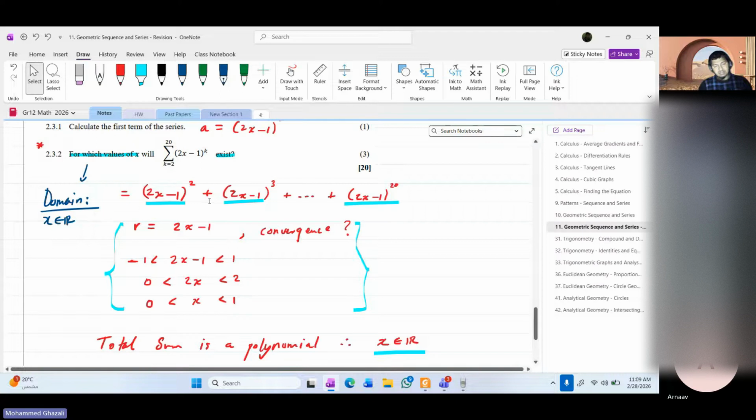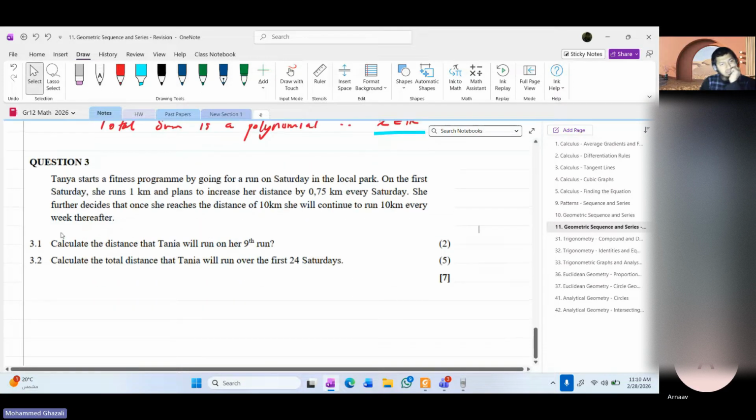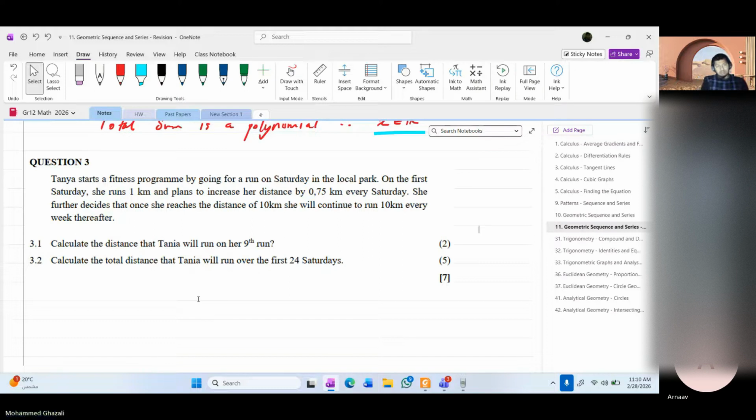Yes, sir. If you just thought about it like this, then it would have been so much easier. But the way they asked this is confusing. They're going to take you in circles. Anyways, let's go to the next problem. Do you understand it?